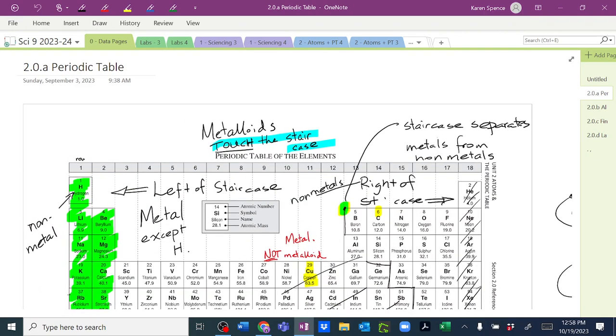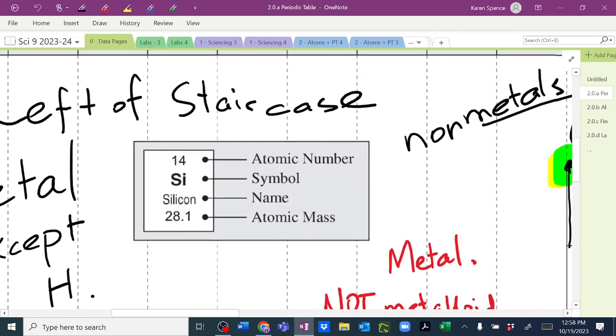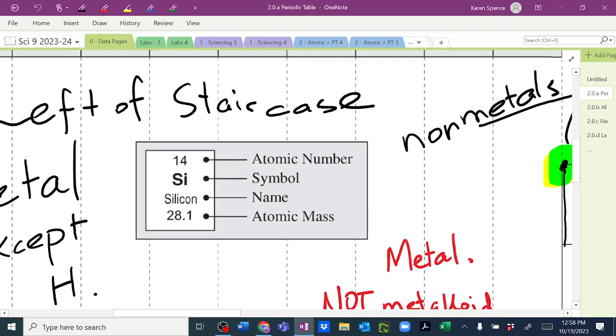Mass number. Oh. Uh-oh. Here I have the atomic number. Here I have the symbol, the name, and the atomic mass. Now remember, mass number is the protons plus the neutrons, and each of them weigh how much? 1 AMU. How on earth do we have this 0.1? What is going on with that?